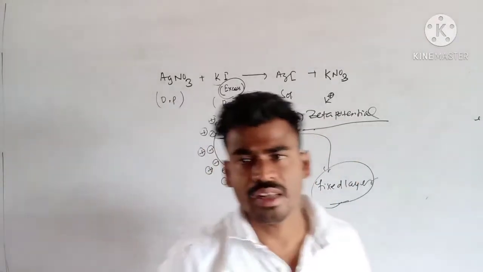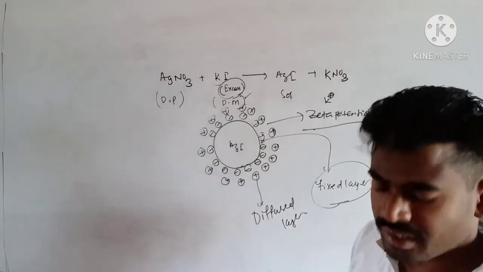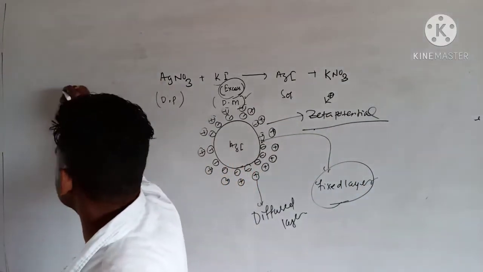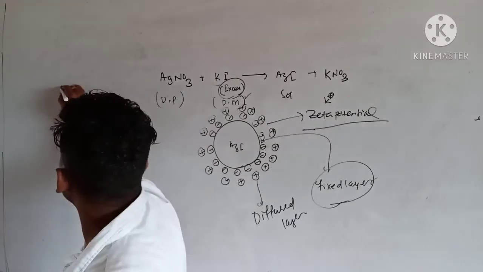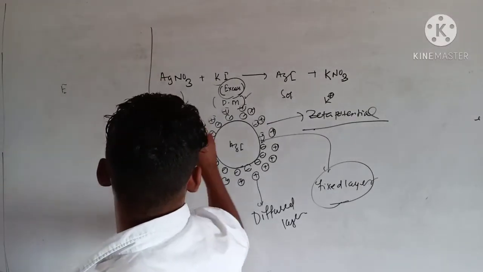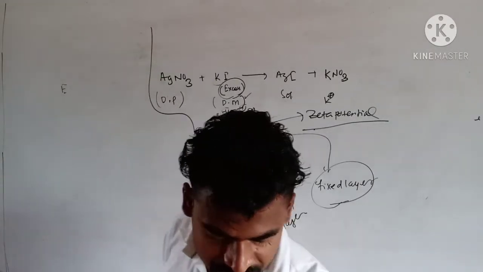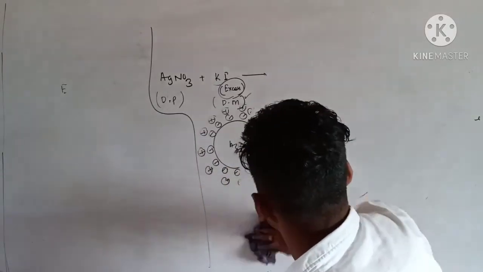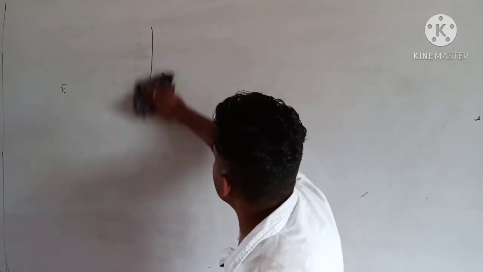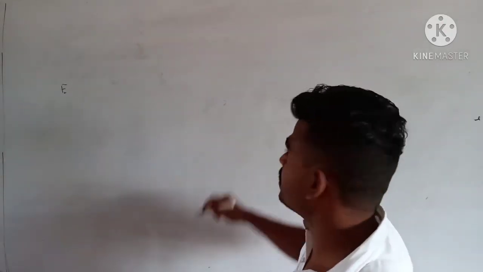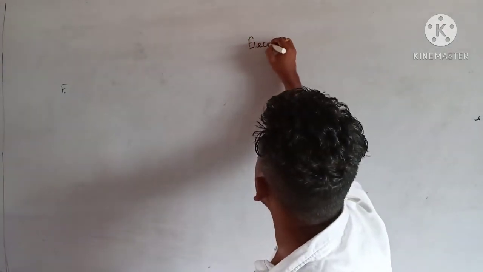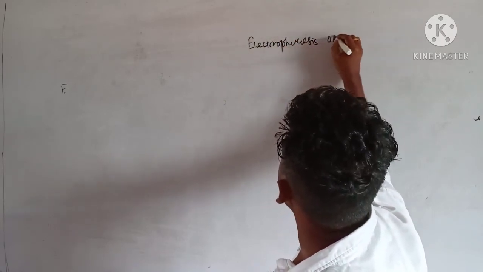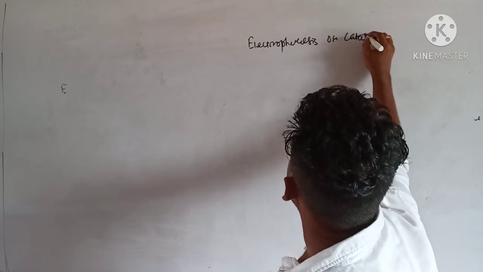Zeta potential. And another experiment can be explained over here, that is called electrophoresis or cataphoresis. Let me vanish this one. That is called your electrophoresis or cataphoresis.